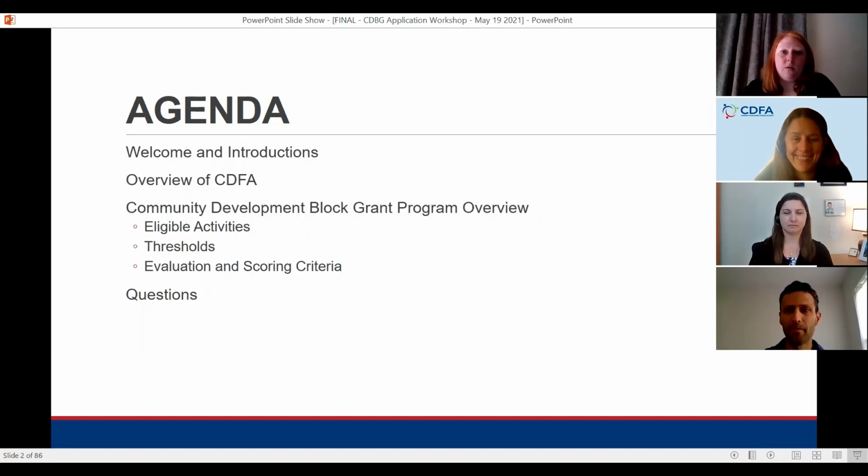So today we are going to, as I mentioned, cover an overview of the Community Development Block Grant Program. Before that, we are just going to give you a brief introduction to CDFA in case you're unfamiliar with our organization and what we do across the state. When we get into the program, we're going to discuss some eligible activities, some threshold requirements, and an updated overview of our evaluation and scoring criteria.